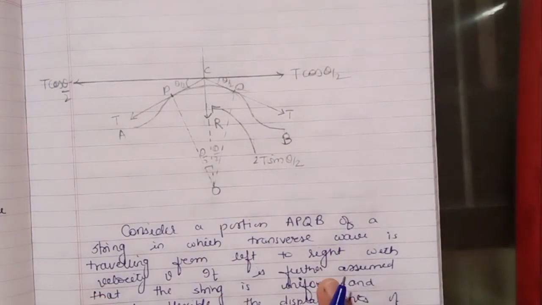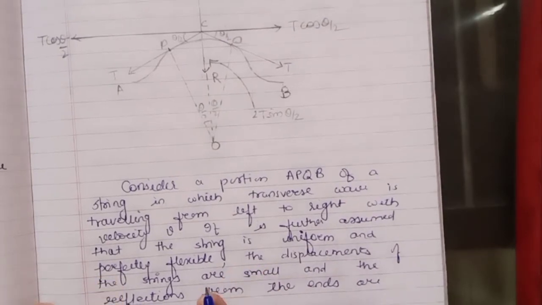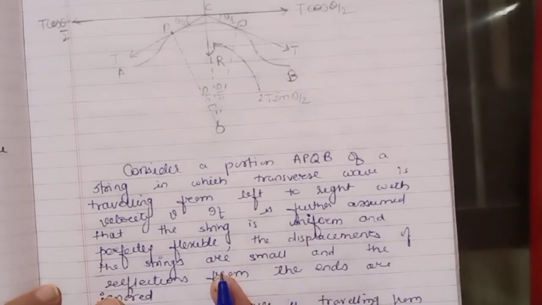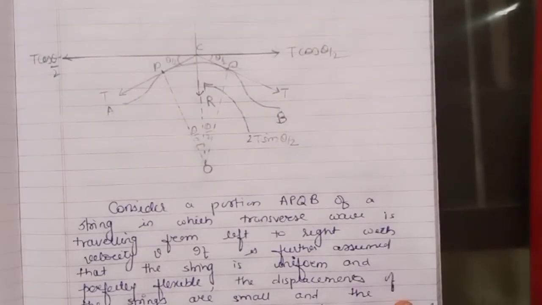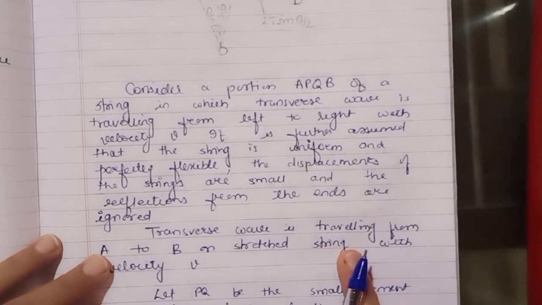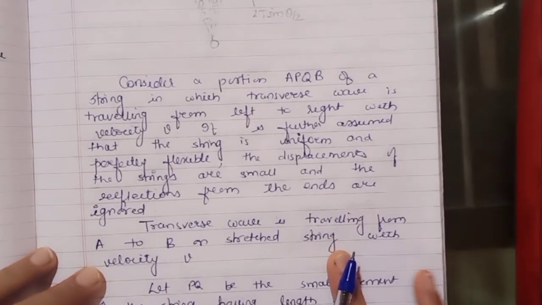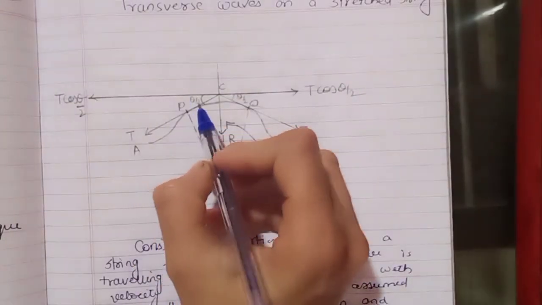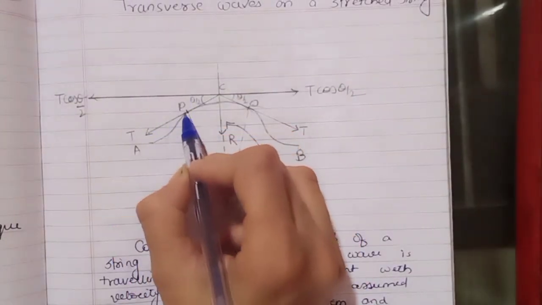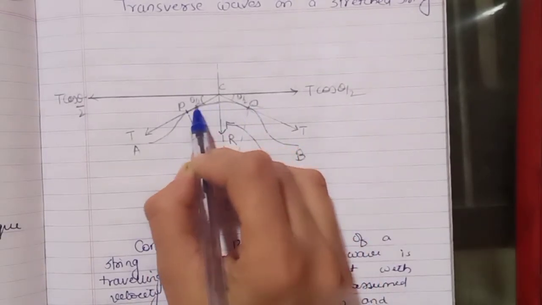It is further assumed that the string is uniform and perfectly flexible. The displacements of the string are small and the reflections from the ends are ignored. Now here the transverse wave is traveling from A to B on a straight string with velocity v. Suppose we now consider a small element PQ of the wave APQB.